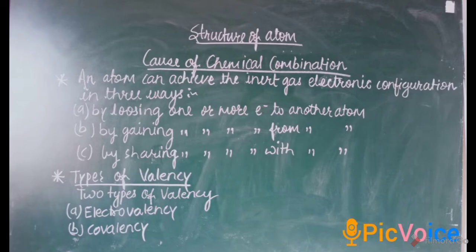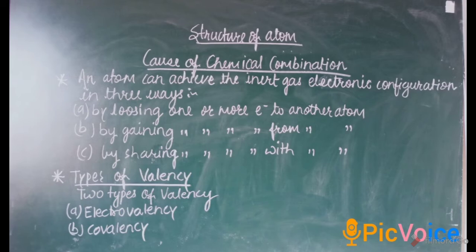An atom can achieve the inert gas electronic configuration, or stabilize itself, or complete its octet in three ways. Number one, by losing one or more electrons to another atom. Next, by gaining one or more electrons from another atom. Next, by sharing one or more electrons with another atom.